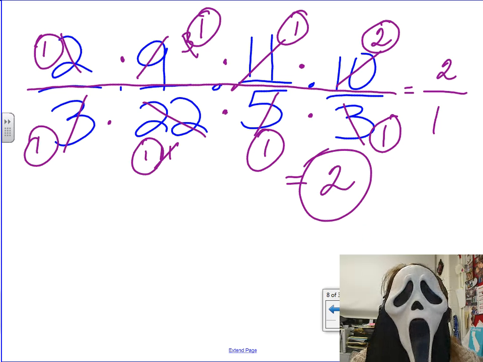That's beautiful, my friends. Be sure you continue my mission, which is to simplify all of the fractions. Be a fractionator, and may the force be with you.